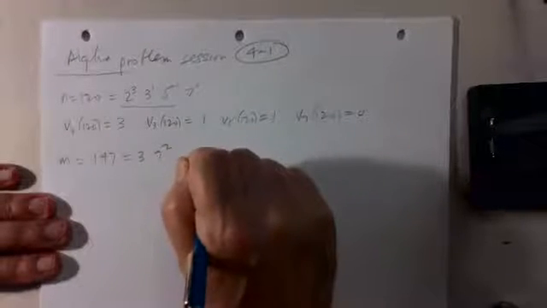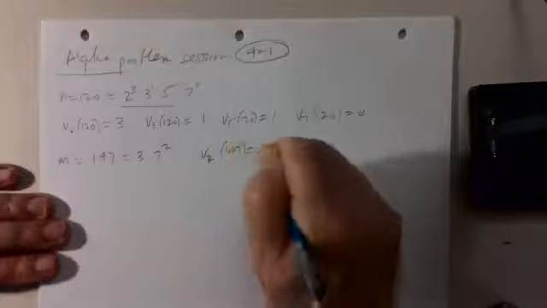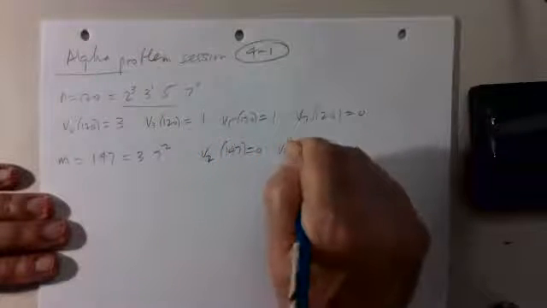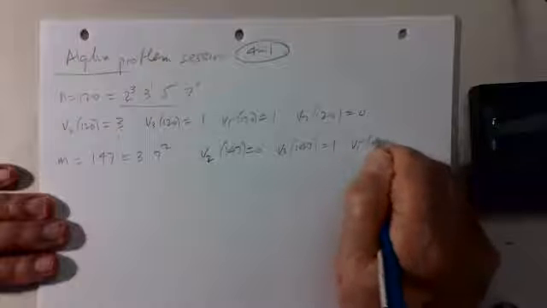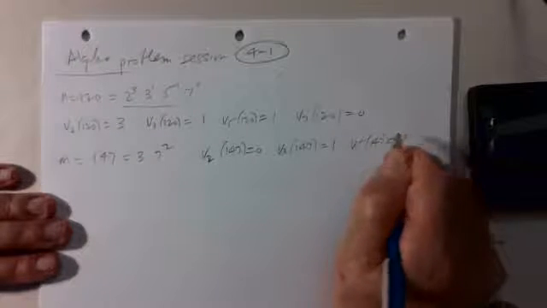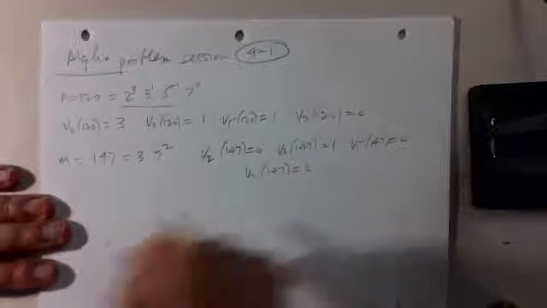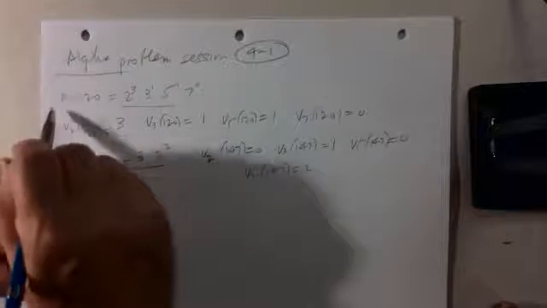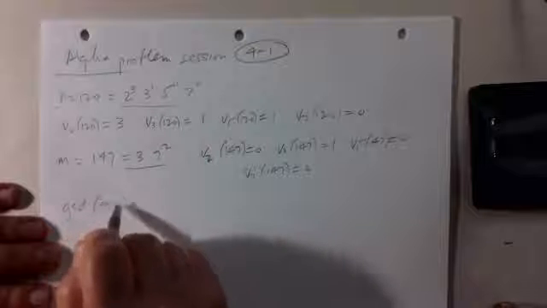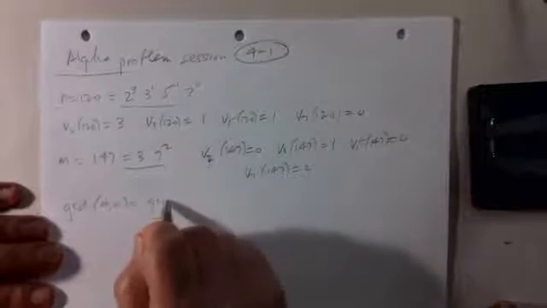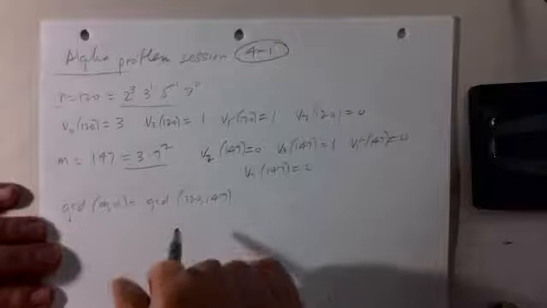So V2 of 147 is 0. V3 of 147 is 1. V5 of 147 is 0. V7 of 147 is 2. Now we're looking at these two numbers and we want to find the greatest common divisor of M and N. That's the greatest common divisor of 120 and 147.